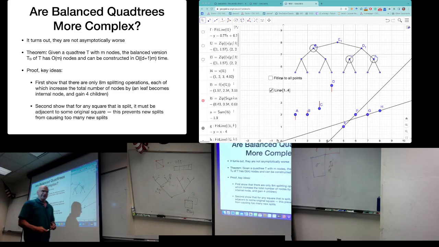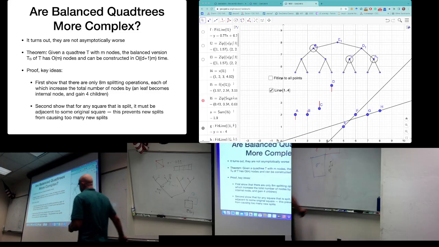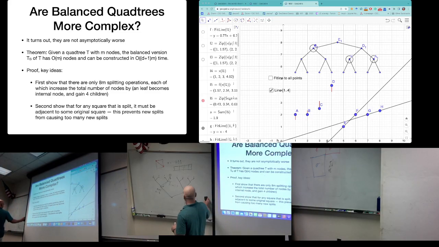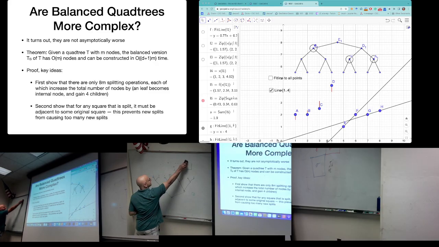So I thought that it might make sense here, instead of going through the whole process, let's play with our one-dimensional quadtrees to get some intuition.